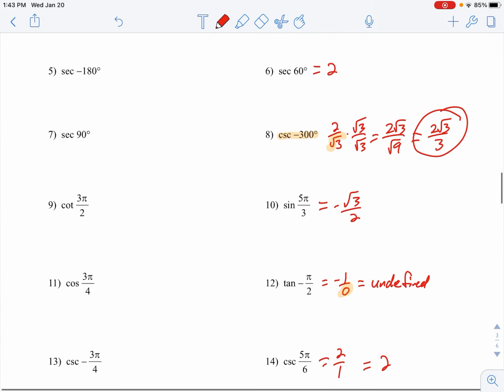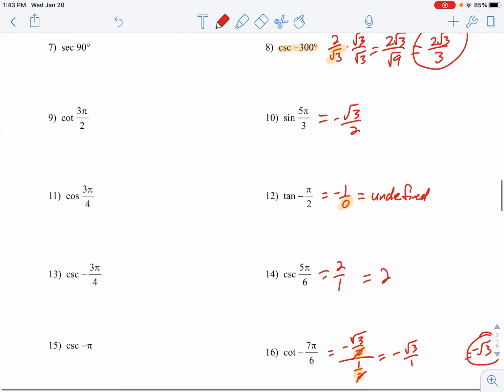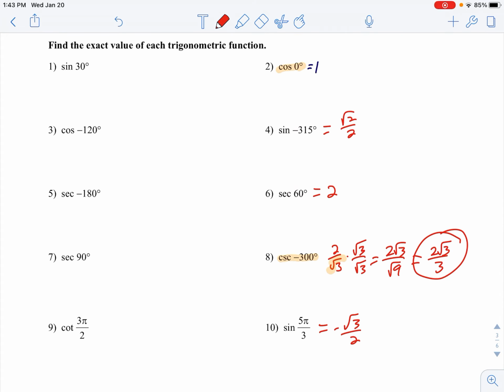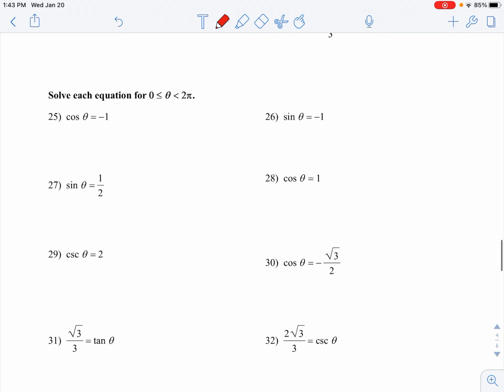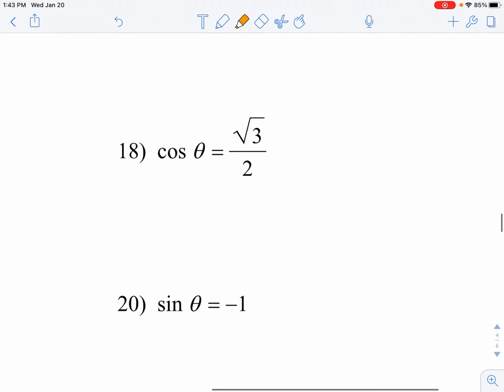All right, so 1 through 15 are going to be a lot like 2 through 16. You got some negative angles in there you're going to have to figure out a little bit, but it's all stuff you can do. The second page is a little different. You're actually given the trig value, and you're supposed to find the angle that goes with it. So let me explain with number 18 here.